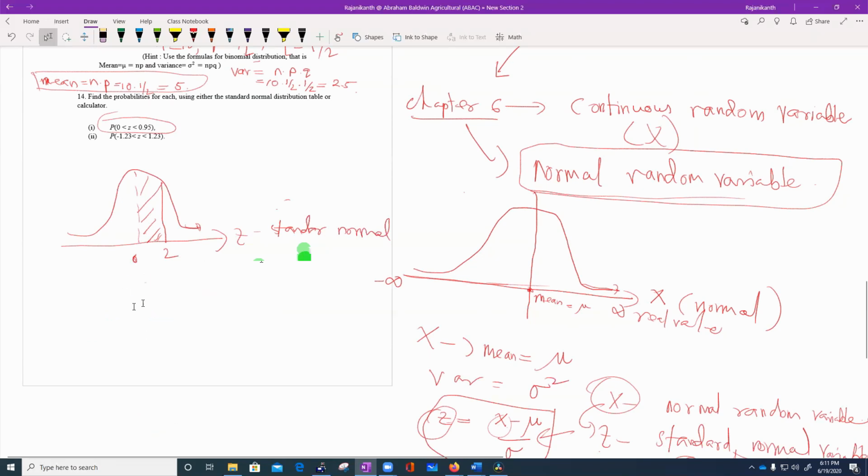Okay, so let us first use the table and find the area. So the first method, I'm going to use the table. Use the table provided to find the area between two particular z values. Now my z values for this area are 0 and 2, right?